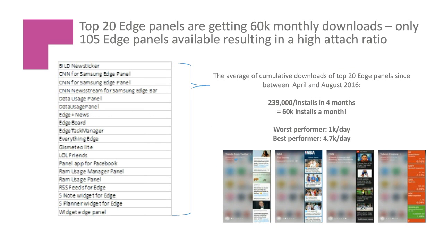Okay, so this is a quick market check that we've done with our top 20 Edge applications within the time frame of April till August 2016. We observed that these top 20 Edge applications had created more than 239,000 app installs within 4 months. That equals 60,000 installs a month. Talking about the worst performer, it created around 1,000 downloads a day, whereas the best performing app creates around 4.7 thousand downloads per day. So you can see the traffic that's coming in through the Edge application.